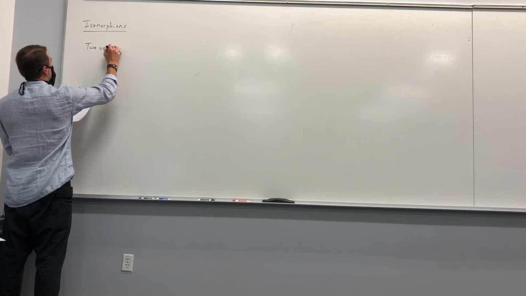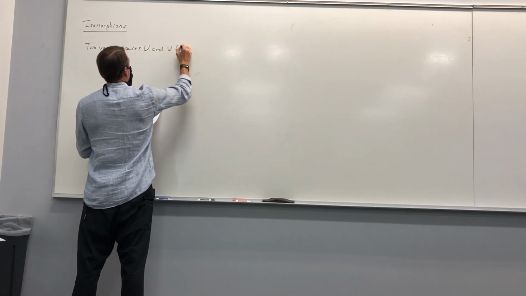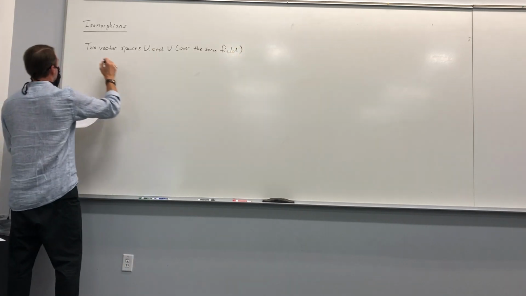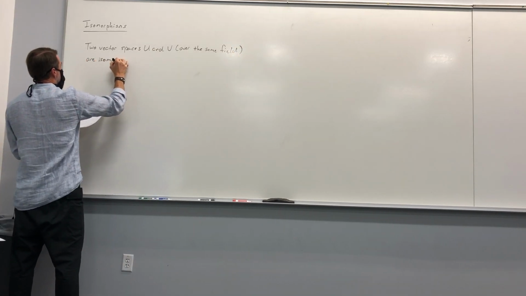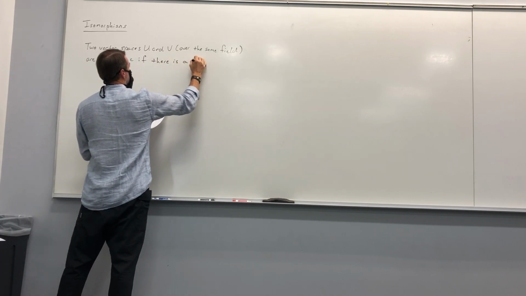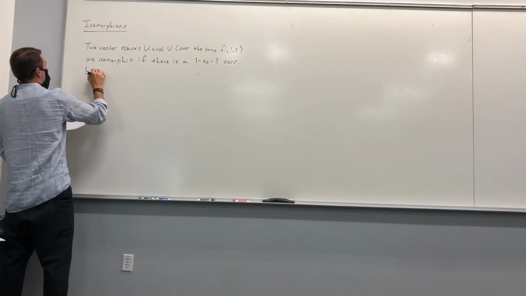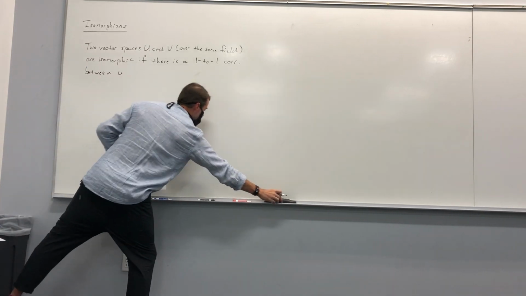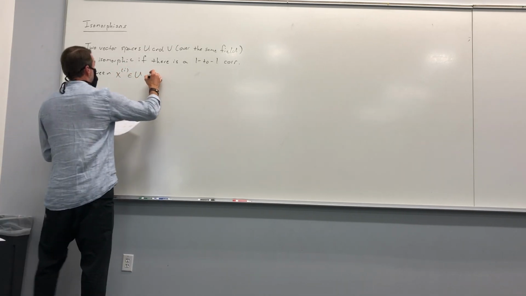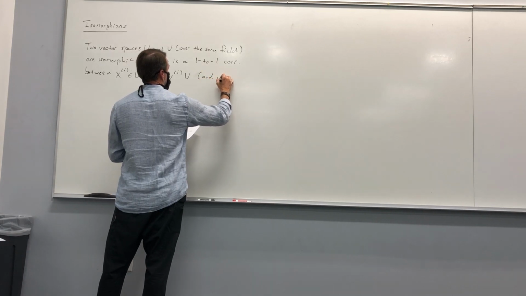Two vector spaces, U and V, over the same field are isomorphic if there is a 1-to-1 correspondence between, don't write U, between an element of U and an element of V, and vice versa.